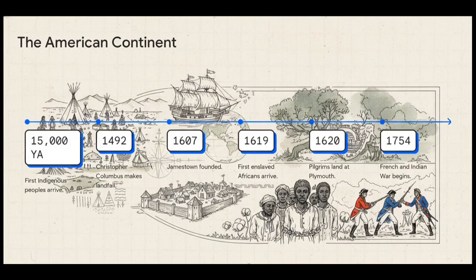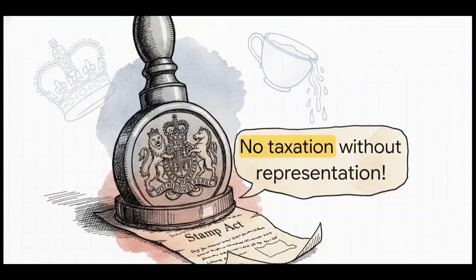But 1619 marks a pivotal, deeply tragic moment. The first enslaved Africans arrive in Virginia, laying the foundation for centuries of slavery. The timeline then brings us to 1754 and the French and Indian War, an event that sets the stage for a massive geopolitical shift. Following that French and Indian War, the British crown was left staring at massive war debts.